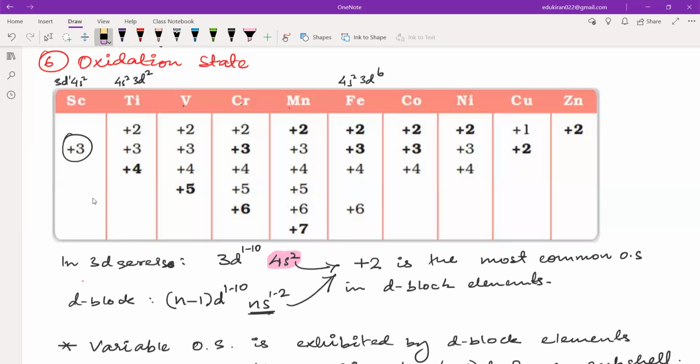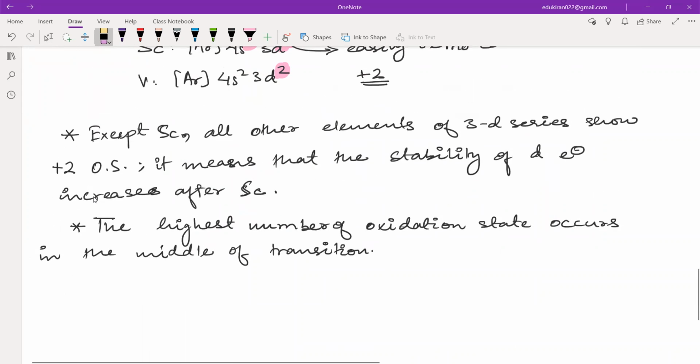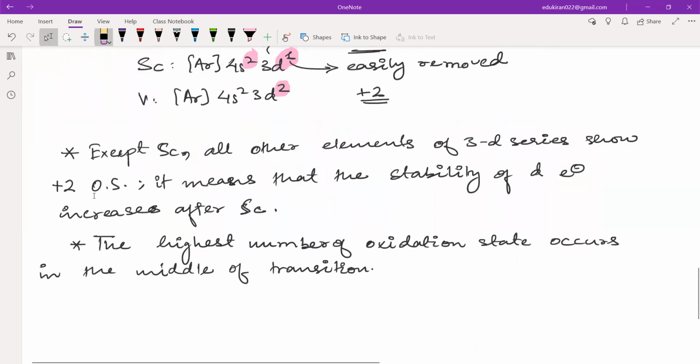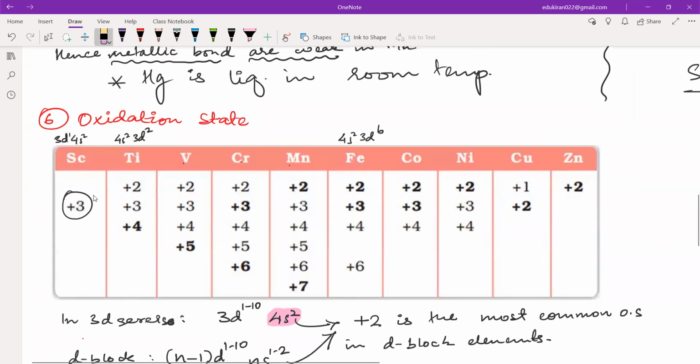What does that again mean? It means that as we go from scandium to zinc, the d electrons are getting more stable, and that is what we have written here. Except scandium, all the other elements have +2. It means that the stability of d electron increases after scandium, and that is why we don't see the maximum oxidation state in the first series.